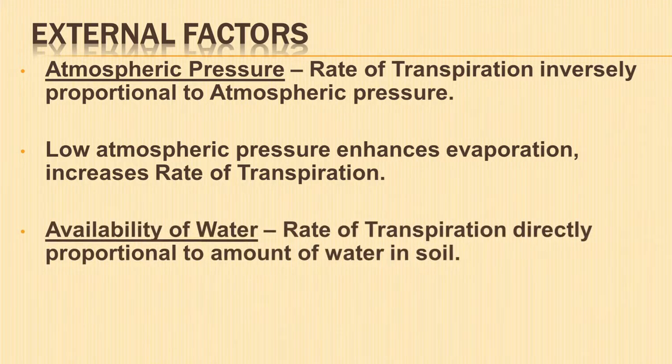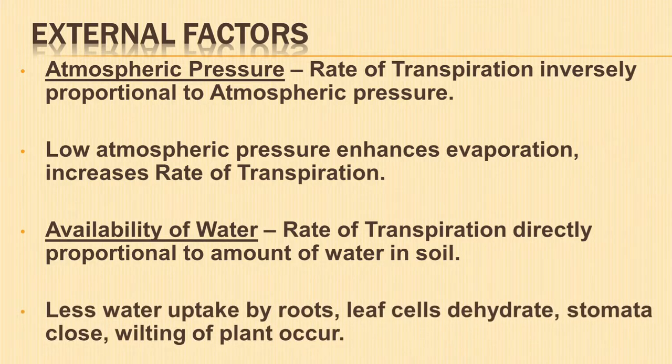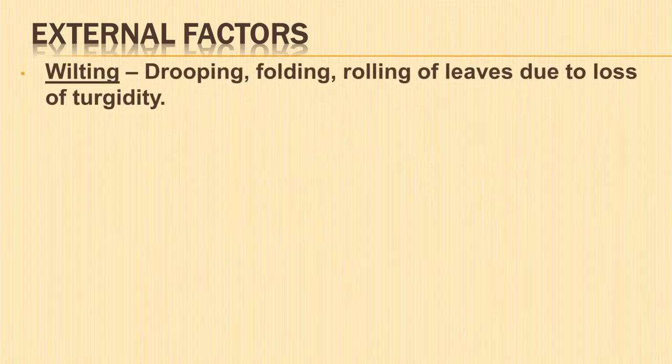Availability of water. Rate of transpiration is directly proportional to the amount of water present in the soil. When there is a decrease in water uptake by the roots, the leaf cells get dehydrated, resulting in the closure of stomata and wilting of the plant. If rate of transpiration is more than the rate of absorption, the stomata close and the plant wilts.